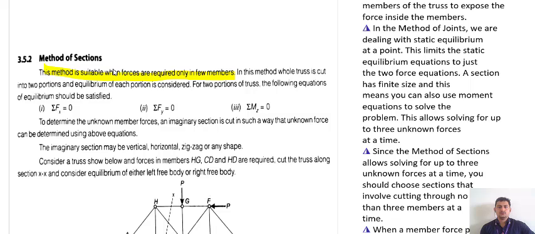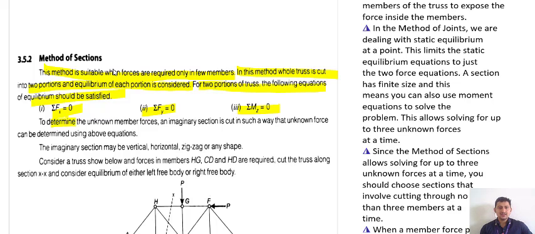In this method, the whole truss is cut into two portions and equilibrium of each portion is considered. So you will cut a section such that it will divide the truss into two parts. Either you will consider the left part of this truss or you will consider the right part of the truss. For the two portions of the truss, the following equations of equilibrium should be satisfied: summation Fx equal to 0, summation Fy equal to 0, and moment about z is 0. These are the equilibrium equations you have to follow in that case.